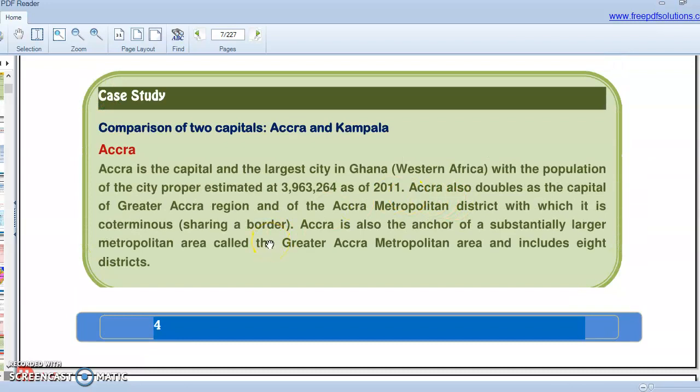Now we're going to be discussing Accra and Kampala. Accra is the capital and the largest city in Ghana, in Western Africa. It has a population estimated at 3.9 million as of 2011. Accra is also the anchor of a substantially larger metropolitan area called the Greater Accra Metropolitan Area. It includes 8 districts.